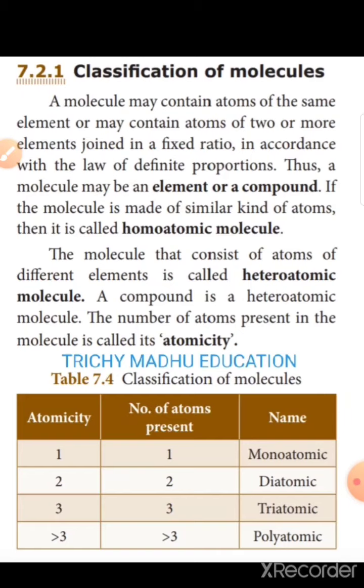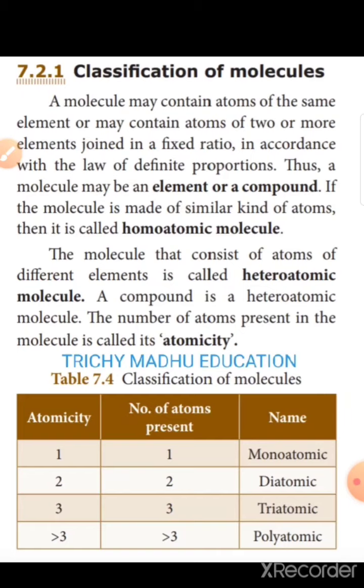A compound is a heteroatomic molecule. The number of atoms present in the molecule is called its atomicity. What is atomicity? The number of atoms present in the molecule is called atomicity. So here we have seen homoatomic and heteroatomic molecules. What is the nature of a compound? A compound is a heteroatomic molecule, and the number of atoms present in the molecule is called atomicity.